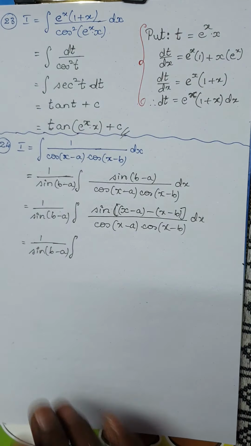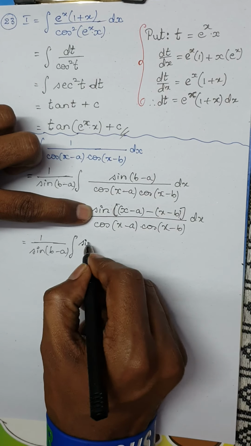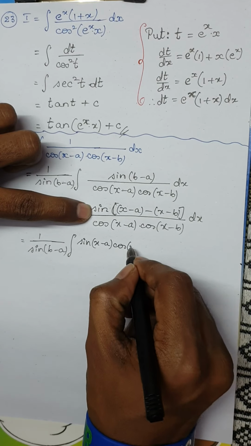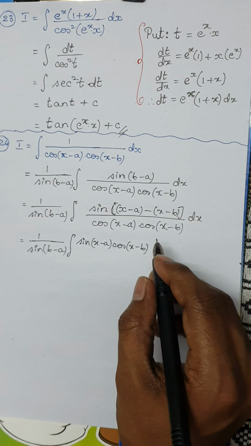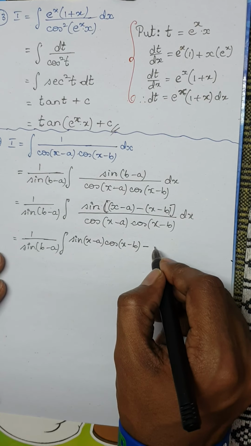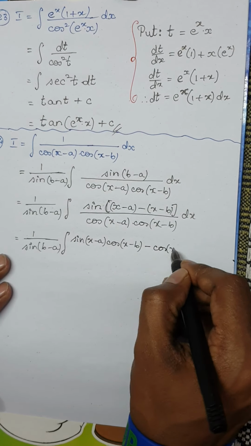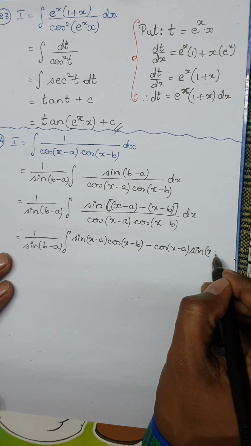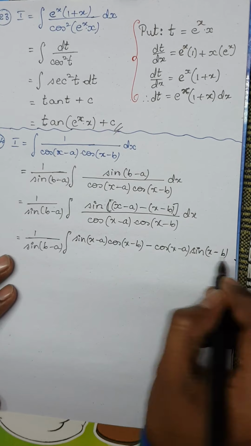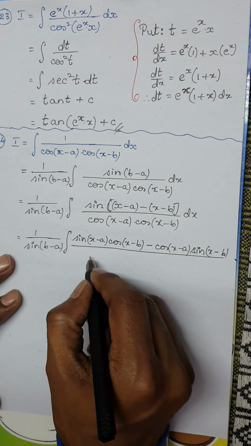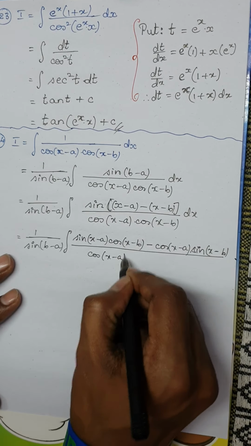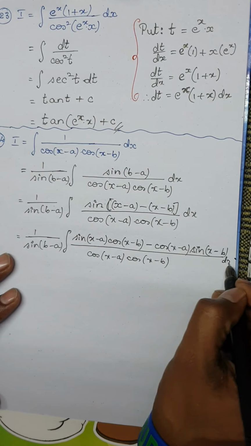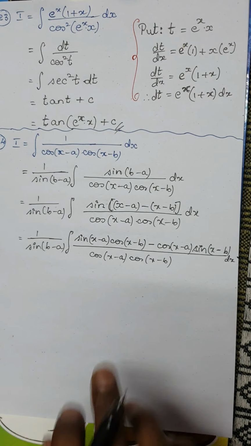Using this result, the numerator becomes sin a, which means sine of x minus a, into cos b, which means cos of x minus b, minus cos a, which is cos of x minus a, into sin b, which is sin of x minus b. Divided by what I have? I have cos of x minus a into cos of x minus b, remember, dx. Please be careful in this step.